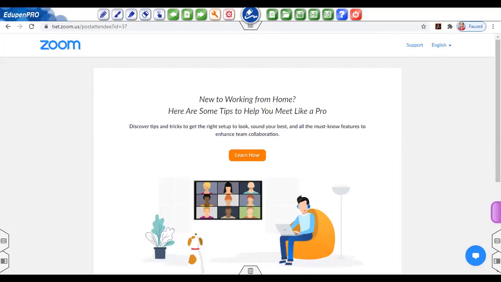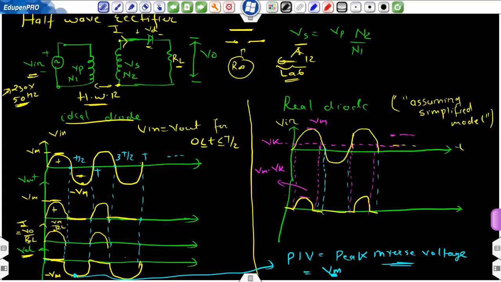Sir, what did you explain on the graph about VD? Please explain it again. Okay, here at the bottom, where it is minus Vm, this point is the maximum magnitude of the voltage drop across the diode. If this is minus Vm, this will also be minus Vm. I am talking about magnitude, not sign. So this will be the maximum voltage drop across this diode.